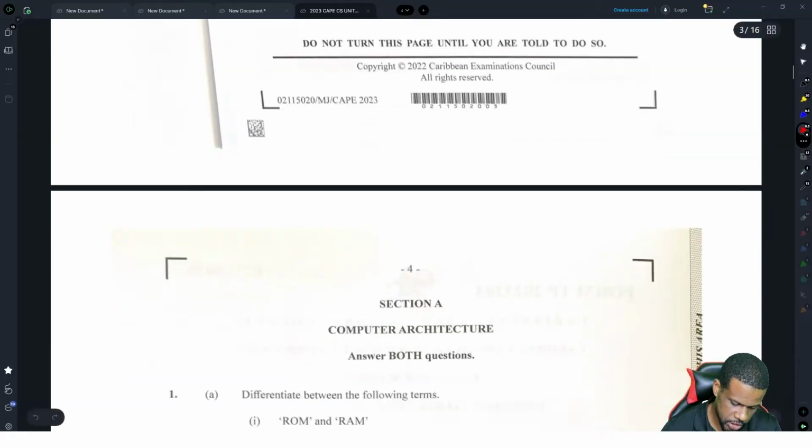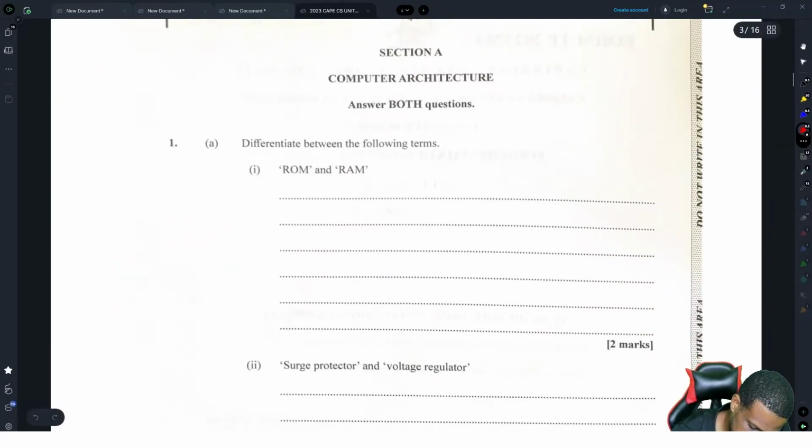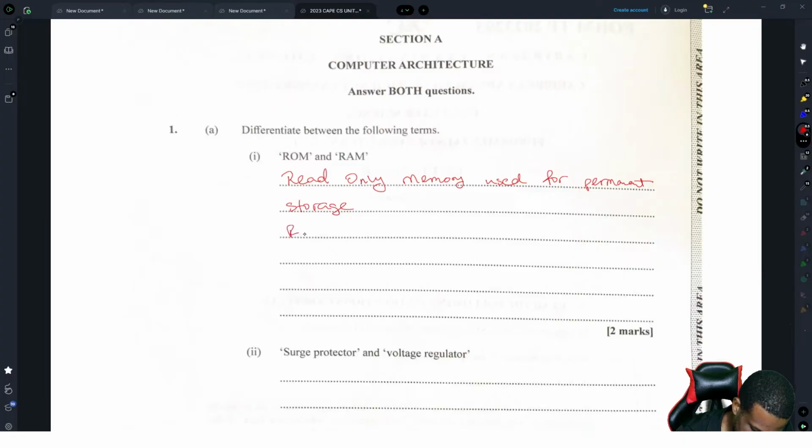So let's see. Module 1. Differentiate between the following terms, ROM and RAM. Okay, ROM is read-only memory used for permanent storage. RAM is random access memory used for temporary storage. For temporary.